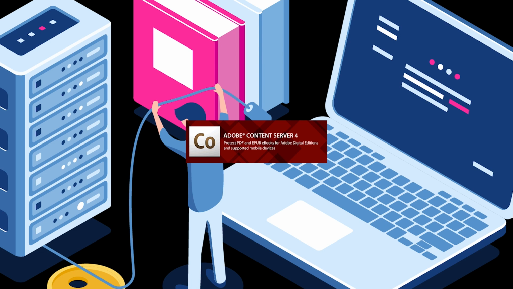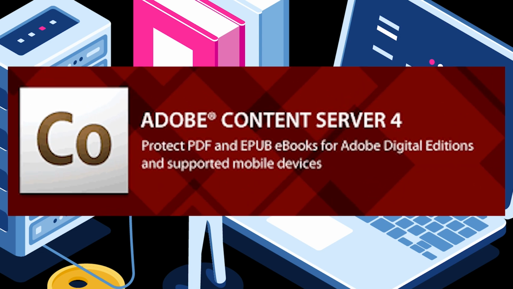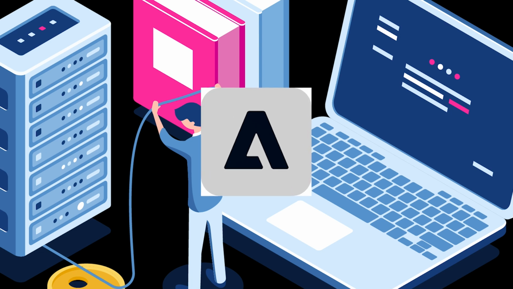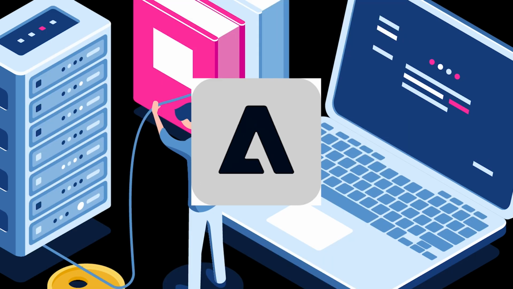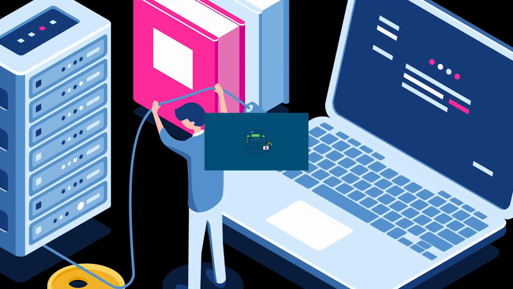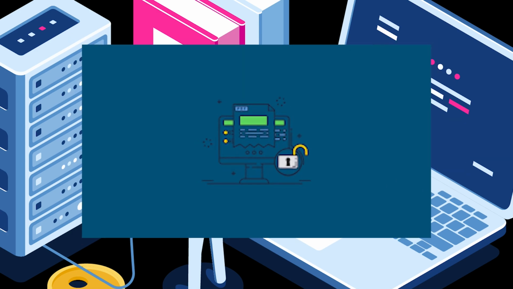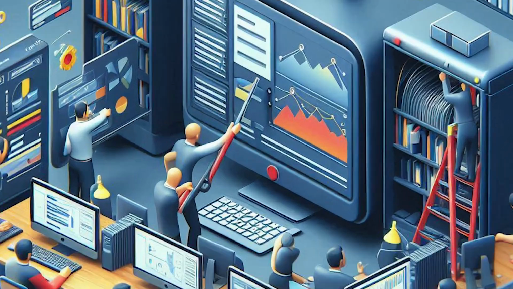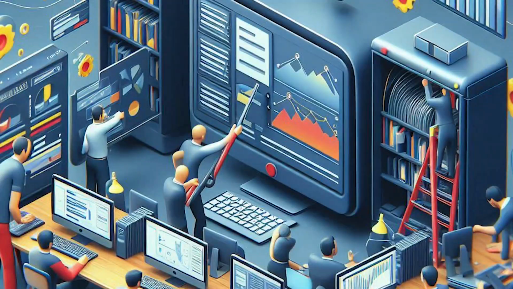22. Adobe Content Server. Safely publish and sell your own ebooks with this app. Adobe Content Server is a software solution designed to protect and distribute digital content, primarily for ebooks and other digital publications. It provides digital rights management (DRM) to secure content, ensuring that it can be distributed to authorized users and preventing unauthorized access or piracy.